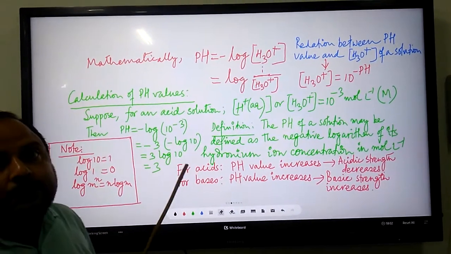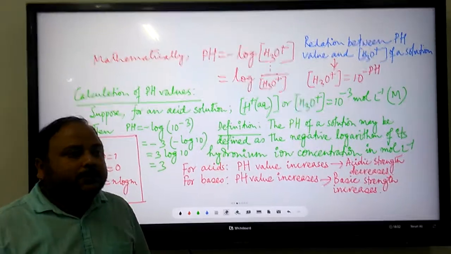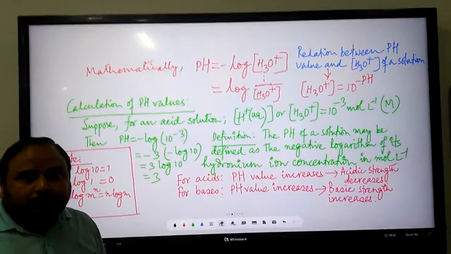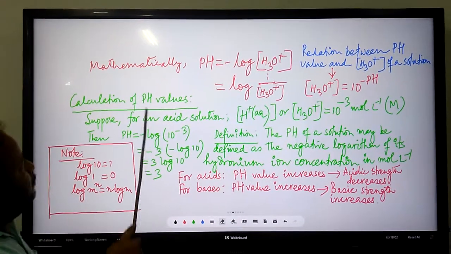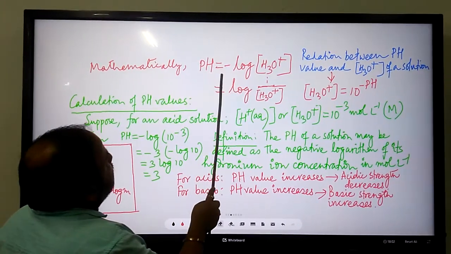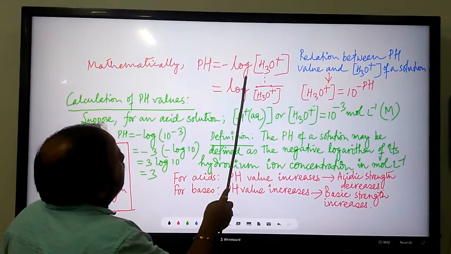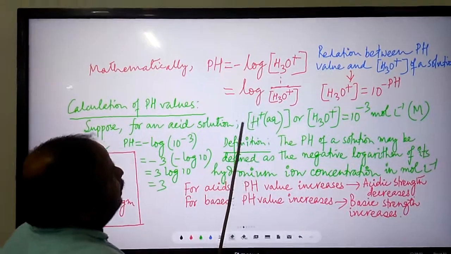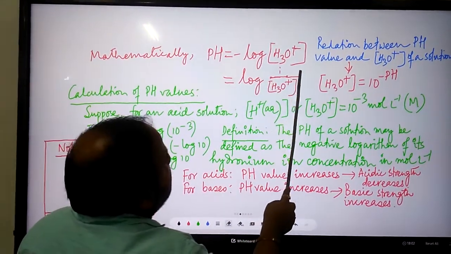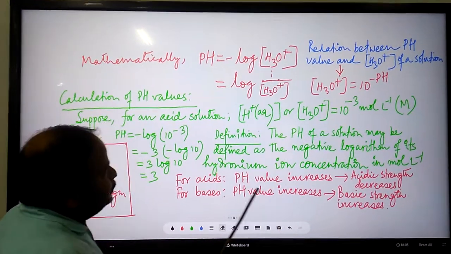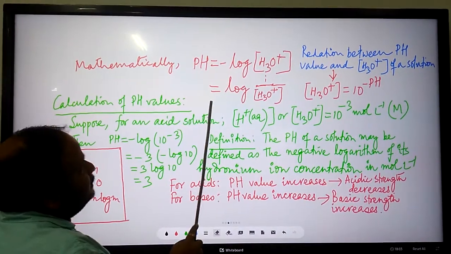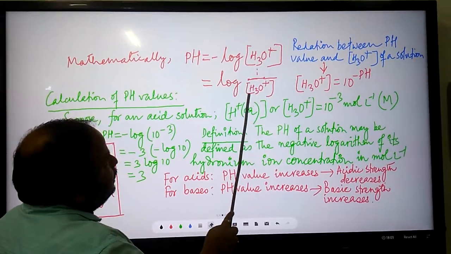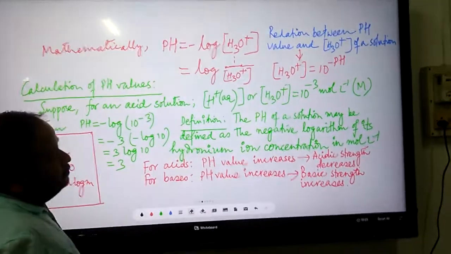Now how to calculate the pH values of solutions? Because from solutions you cannot get these values directly, you have to do some mathematical calculations. Mathematically, pH is calculated as negative logarithm of hydronium ion concentration or H plus aqueous ion concentration in the solution. We can write this as log of reciprocal of hydronium ion concentration.